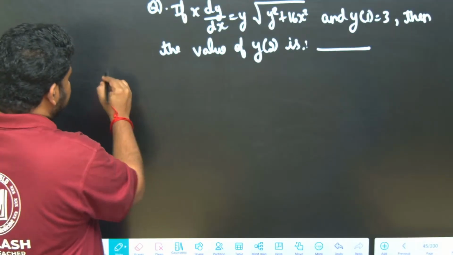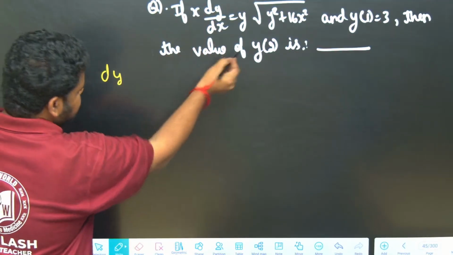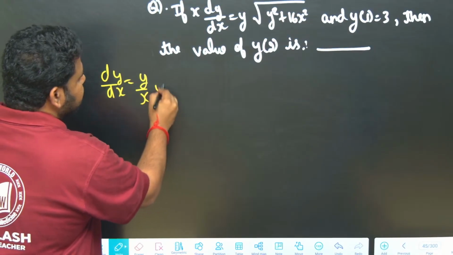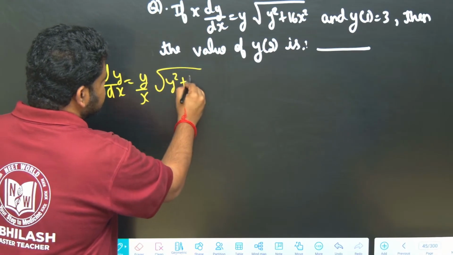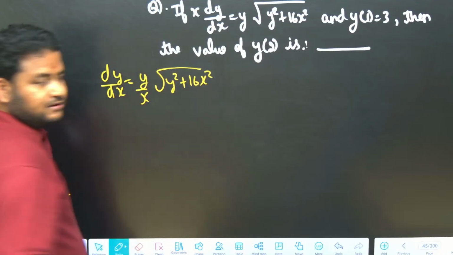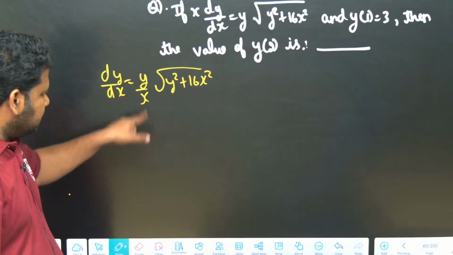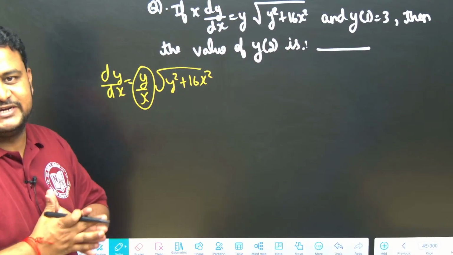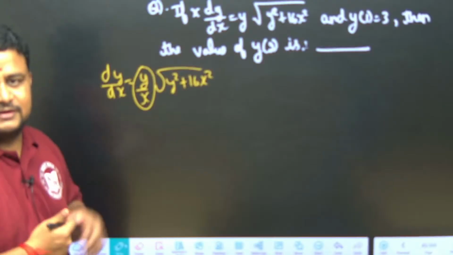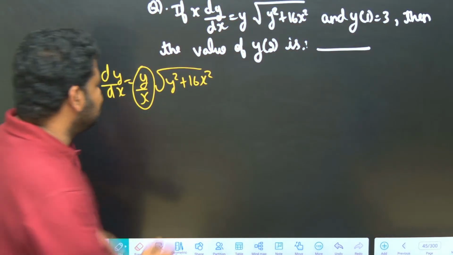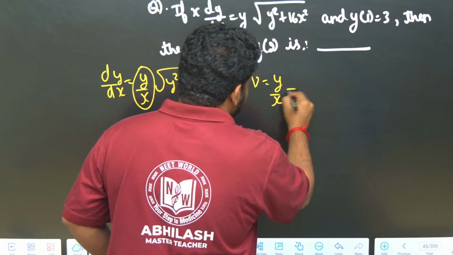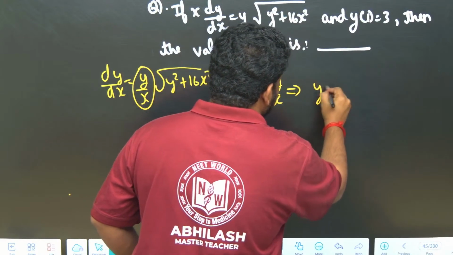Okay, so dy by dx. What should I do? First thing I will do is send x to this side. So dy by dx will be equal to y by x into square root of y square plus 16x square. Okay, first what should I do? Y by x is glittering, it is saying please take me, in what? Substitution. That means I should put v is equal to y by x. So this means y is equal to vx.